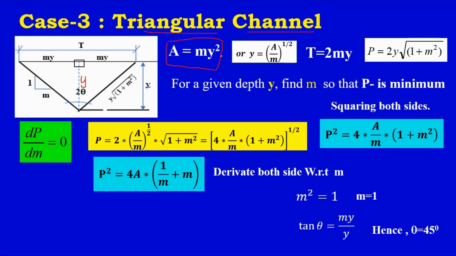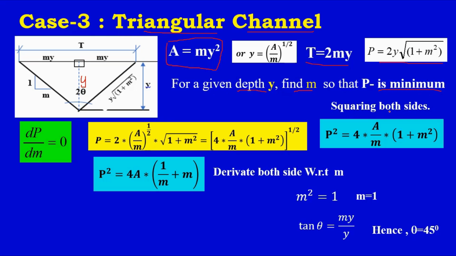Then from this you can find y. Y will be a over m, to the power of half. Then t will be 2my. Top dimension is my plus my, you can find 2my. Then perimeter is just the side slope, which is a summation, 2 times y times the square root of this one. So this is the perimeter. So for a given depth y, find m for what value of m the wetted perimeter is minimum.